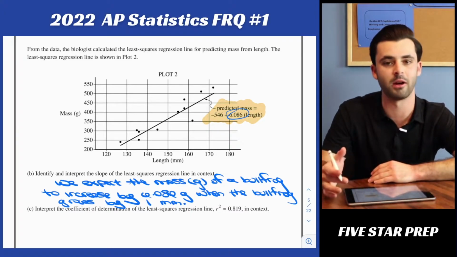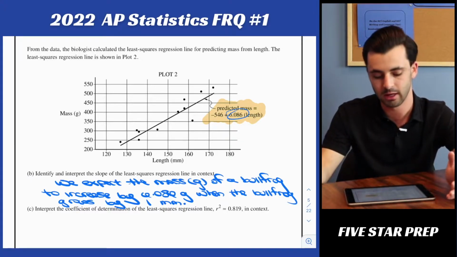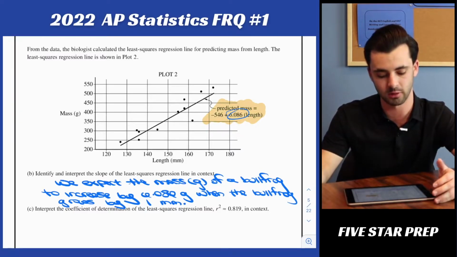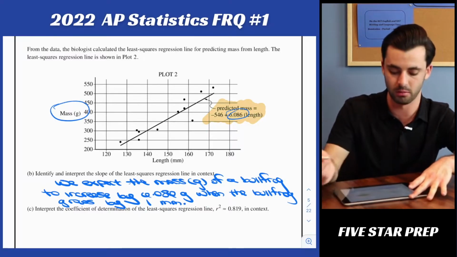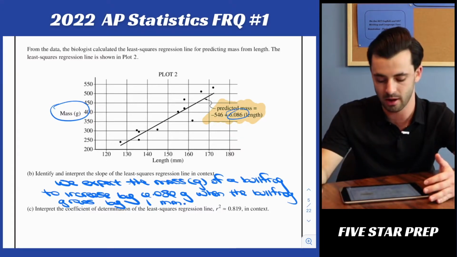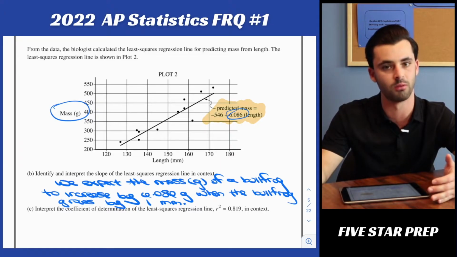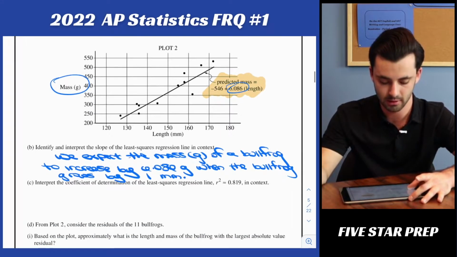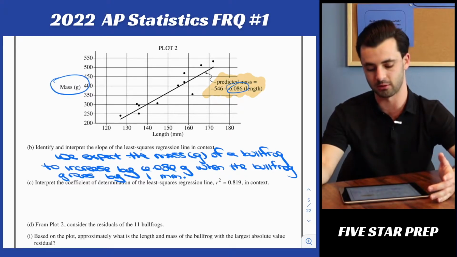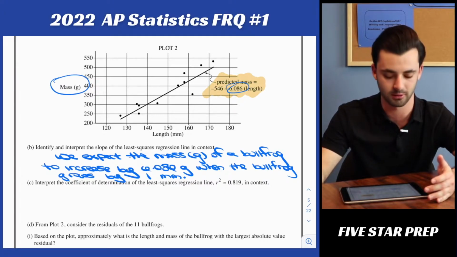Again, it doesn't matter what your question is stating, we just have to change the context of our answer. Here, it's always going to be the change in y for a 1 unit change in x. So here we expect our y variable, our mass, to increase by 6.086 grams for every 1 unit increase in our x variable, or an increase of 1 millimeter. That's B. C, interpret the coefficient of determination of the least squares regression line, r squared, equals 0.819 in context.